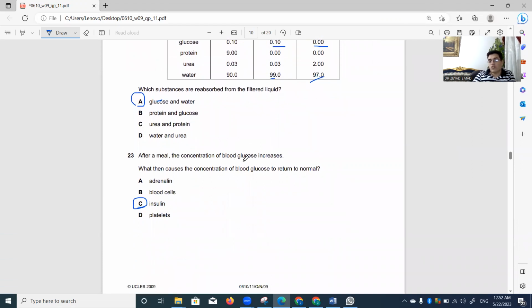After a meal, the concentration of blood glucose increases. What then causes the concentration of blood glucose to return to the normal level or the set point? So here we need insulin production from the pancreas to reduce the blood glucose concentration that increases after this meal.